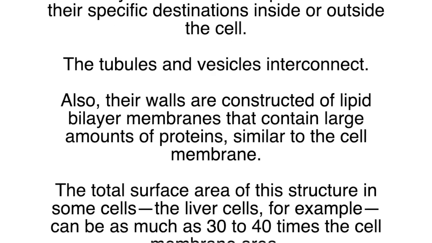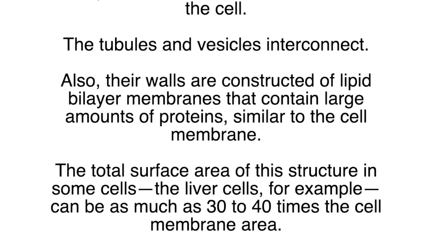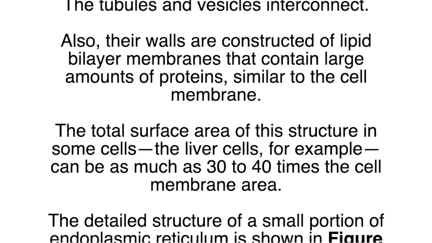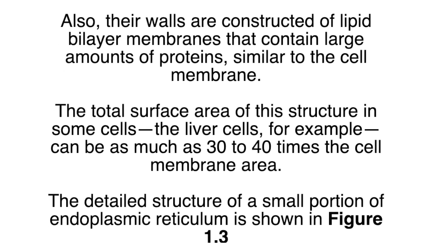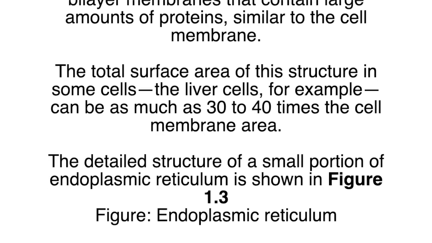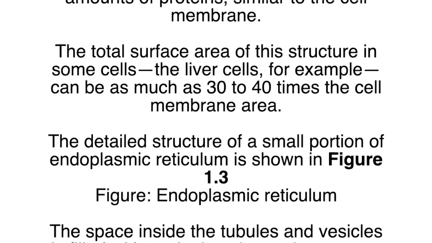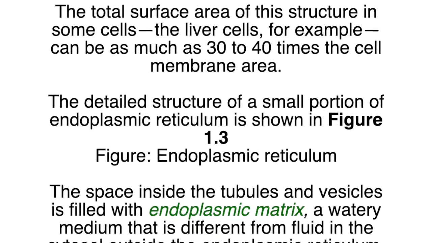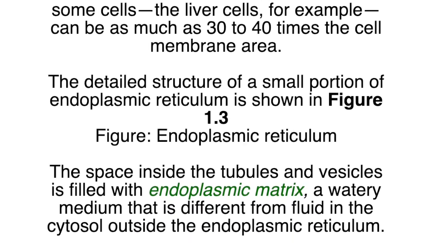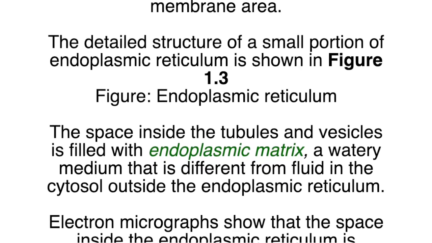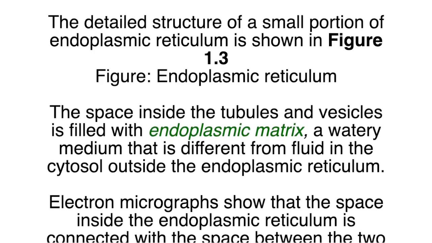Also, their walls are constructed of lipid bilayer membranes that contain large amounts of proteins similar to the cell membrane. The total surface area of this structure in some cells, for example liver cells, can be as much as 30 to 40 times the cell membrane area. The detailed structure of a small portion of endoplasmic reticulum is shown in figure 1.3.